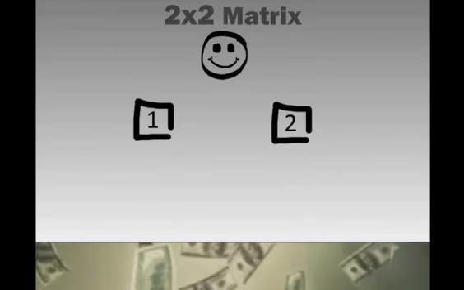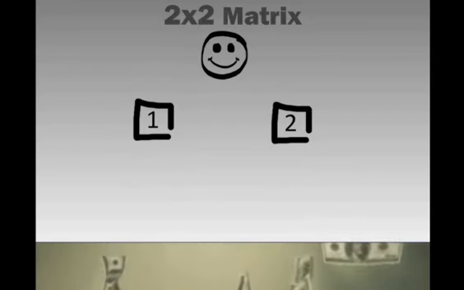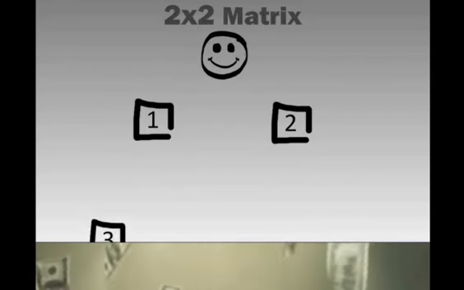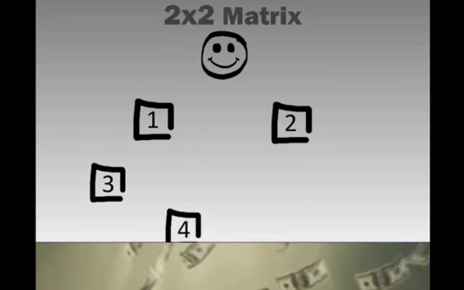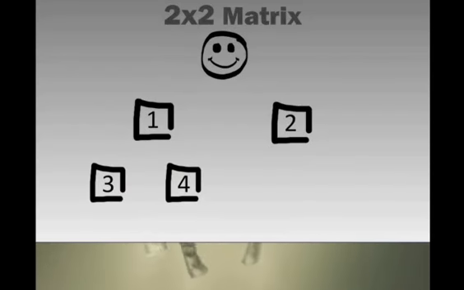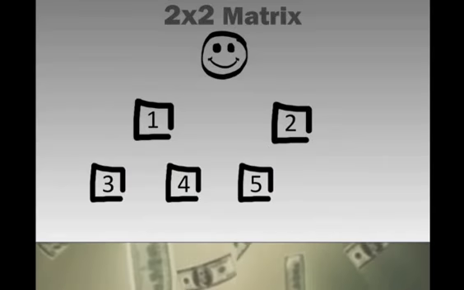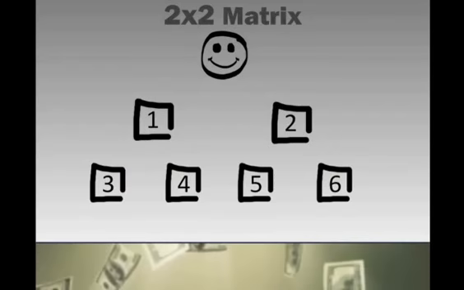So here you see on the diagram, it's 1, 2 under you. Those are positions number 1 and 2. And then you have position number 3 and 4, which are the first 2 people underneath position number 1, and 5 and 6, which are the first 2 positions under position number 2.